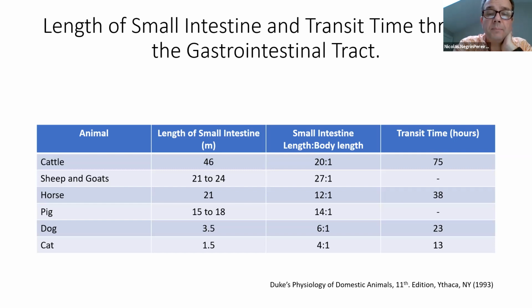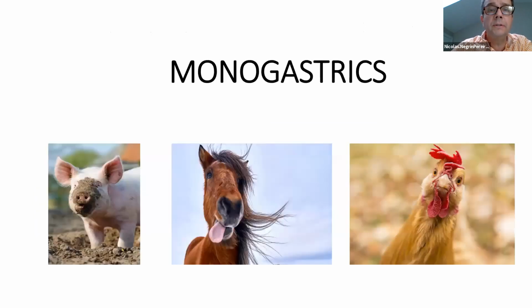And then we have the pig, 14:1, the dog, 6:1, with 23 hours of transit time. So we can say 24 hours to make it round. And finally, the cat, with only 13 hours of transit, with a much smaller small intestine length to body length ratio. So as you can see, as we move towards the carnivores, normally the length of the small intestine actually goes down. It's shorter.